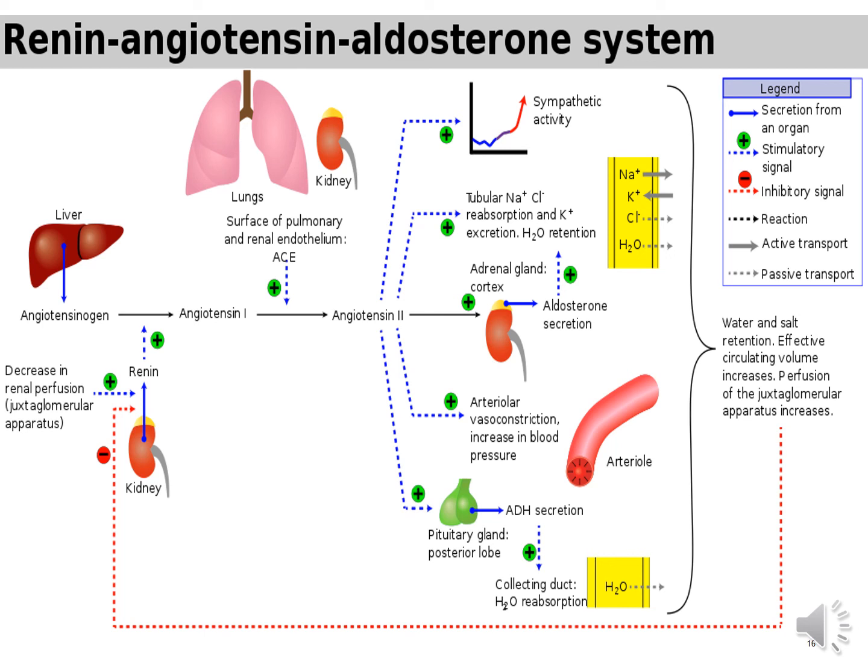Then ACE, that angiotensin converting enzyme, is released from the kidneys and the surface of the lungs, which changes angiotensin 1 into angiotensin 2, and all these other things happen, like aldosterone secretion, this and that. All these things happen, and your blood pressure is increased, okay?